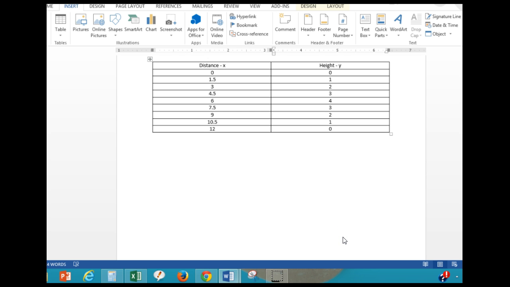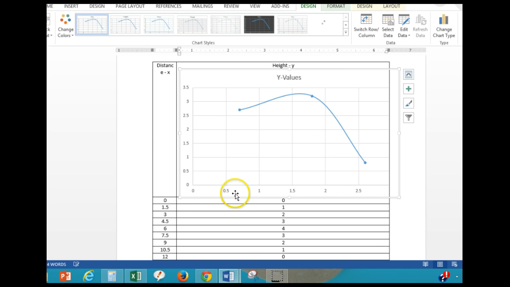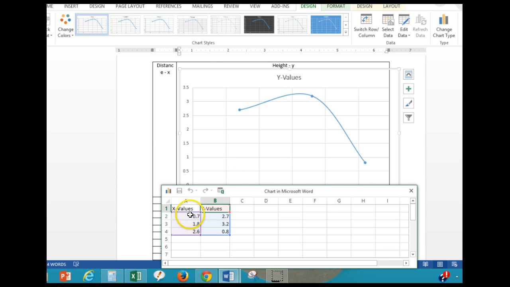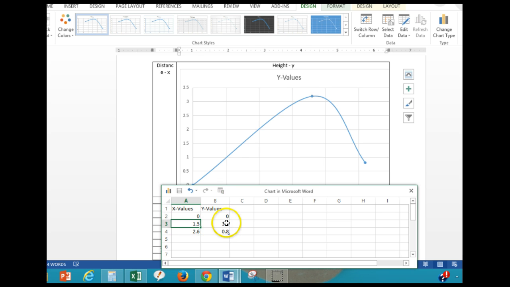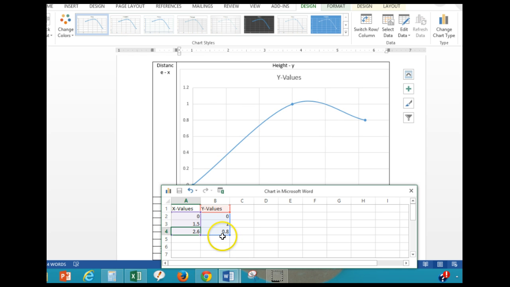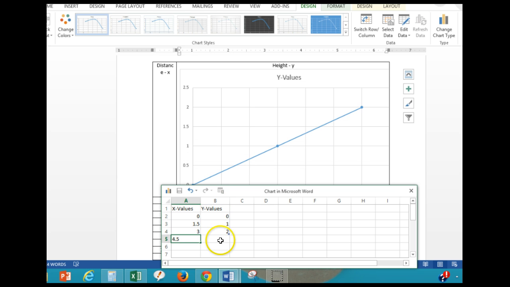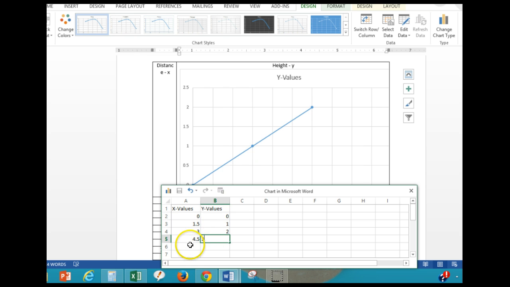Alright, so then that should bring up the chart for me, and then what I need to do is put in my values. So remember, they requested that we use x values for our distance and y values for our height. So for my first, I had a distance of 0 and a height of 0. My first rotation, I had a distance of 1.5 inches and a height of 1 inch. My next one, my distance was 3 inches and my height was 2. And I had 4.5, 3, and hopefully you get the point.